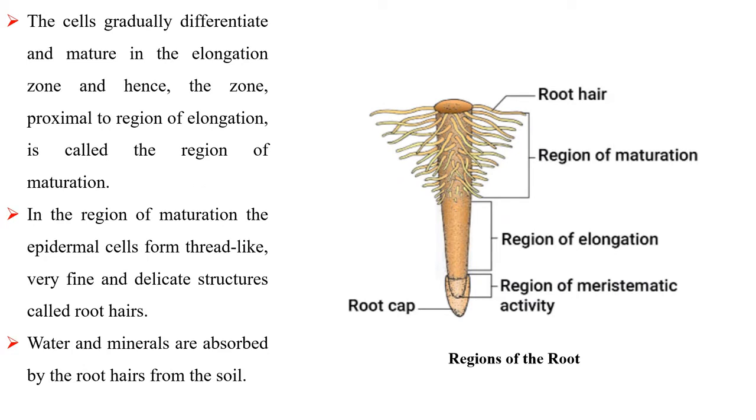The cells gradually differentiate and mature in the elongation zone, and hence the zone proximal to the region of elongation is called the region of maturation. In the region of maturation, the epidermal cells form thread-like, very fine and delicate structures called root hairs. Water and minerals are absorbed by the root hairs from the soil.